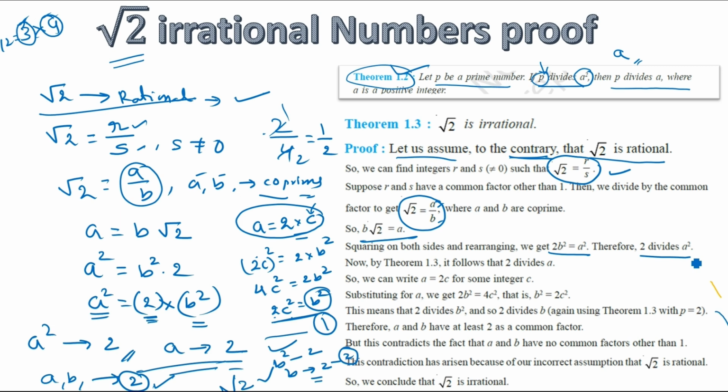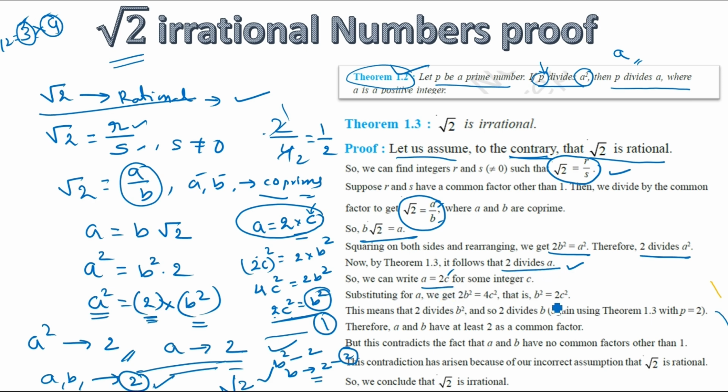That means 2 divides A square. The theorem says that 2 divides A, right? If 2 divides A square, 2 also divides A, okay? Since 2 divides A, that means A can be written as 2 into something, because it's divisible by 2. That something I'm taking here as C. So A equal to 2C.